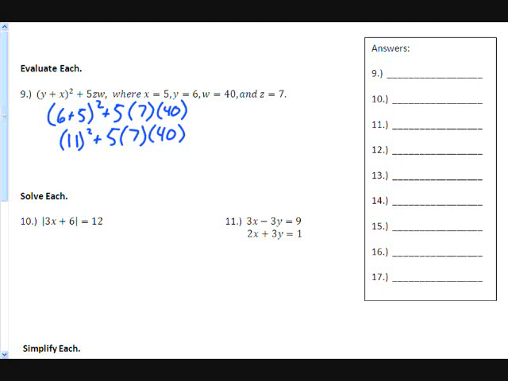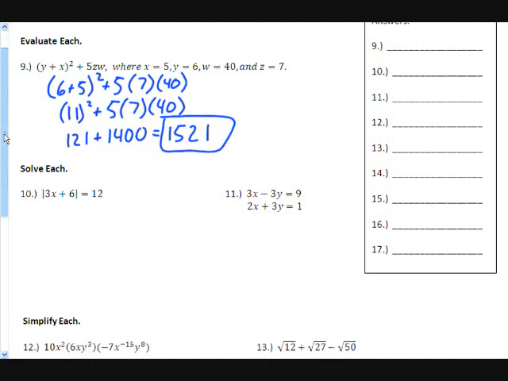Next step in order of operations is exponents, so I'm going to do the 121. After I've done the exponents, now I could do the multiplication. So that's 5 times 7, which is 35, times 40, which is 1,400. And now I can do the addition, which is the 1,521. And that's it. Okay, so follow order of operations. Plug in the values, parentheses, exponents, multiplication and division, addition and subtraction.